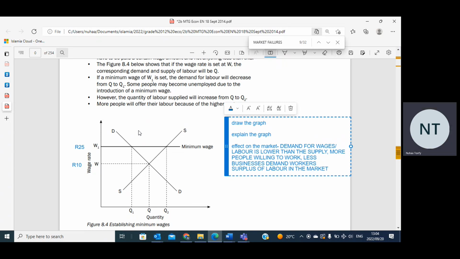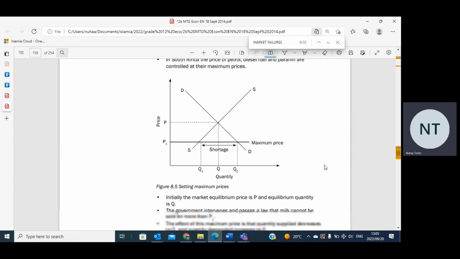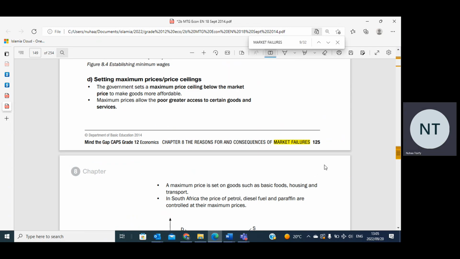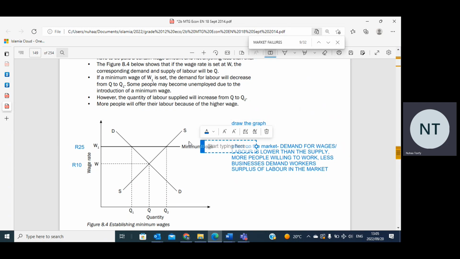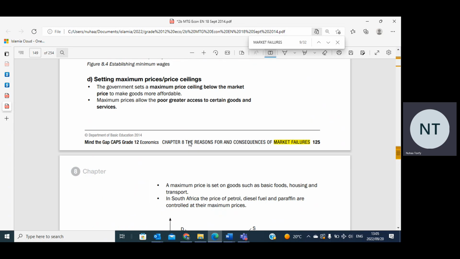Okay. Hope you guys are happy with that. So draw the graph, explain the wage in the market is 10 Rand, and the equilibrium wage rate is 10 Rand. Once the government enforces the minimum wage, it's 25 Rand. And what is the effect on the market? Right, let's move on. Can I just say that the minimum wage and the minimum price works exactly the same? So I'm not going to go into too much detail when we do the minimum prices.